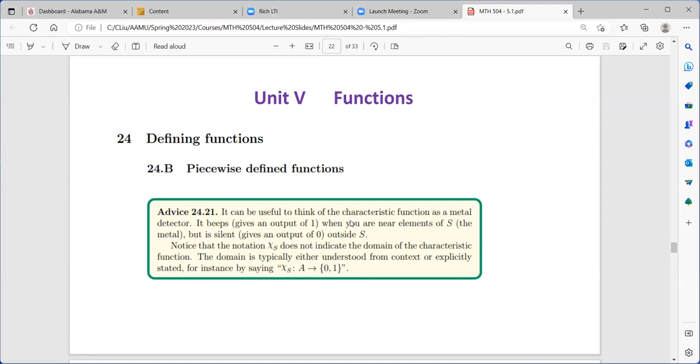It can be useful to think of the characteristic function as a metal detector that beeps, which gives the output 1 when you are near elements of S. When it's silent, it gives output 0 outside of S.